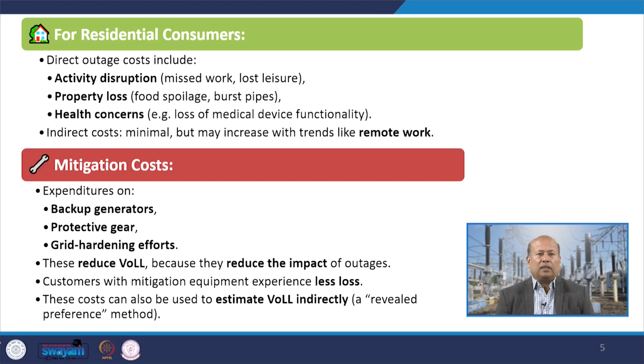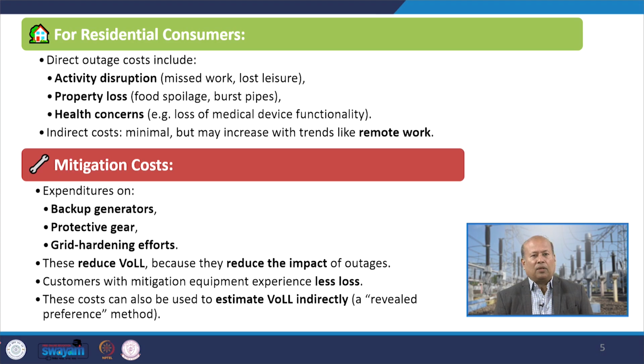Now for residential customers, direct outage cost includes activity disruption, that is missed work and lost leisure, and then property loss, that is food spoilage, burst pipes, etc. Health concern, for example loss of medical device functionalities. Indirect cost is minimal but may increase with trends like remote working.